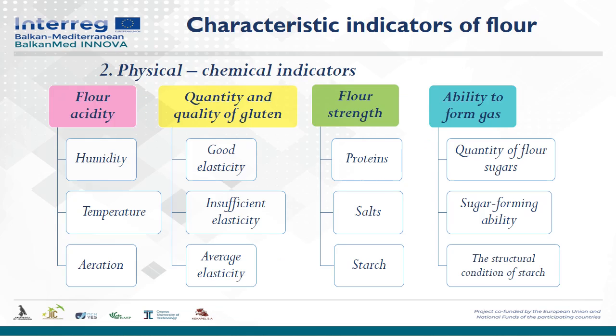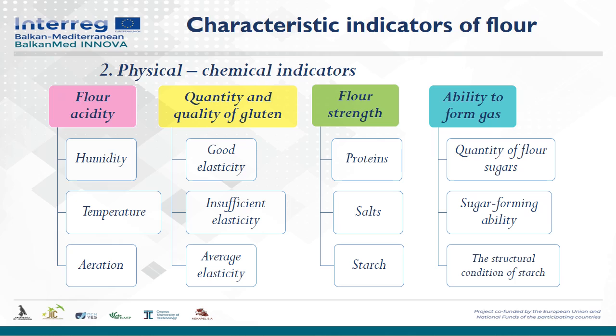The second group of characteristic indicators of the flour are physical and chemical indicators. Well, different types of flour have different chemical composition, and this depends on the type and quality of the cereals, as well as on the extraction rate of the flour.